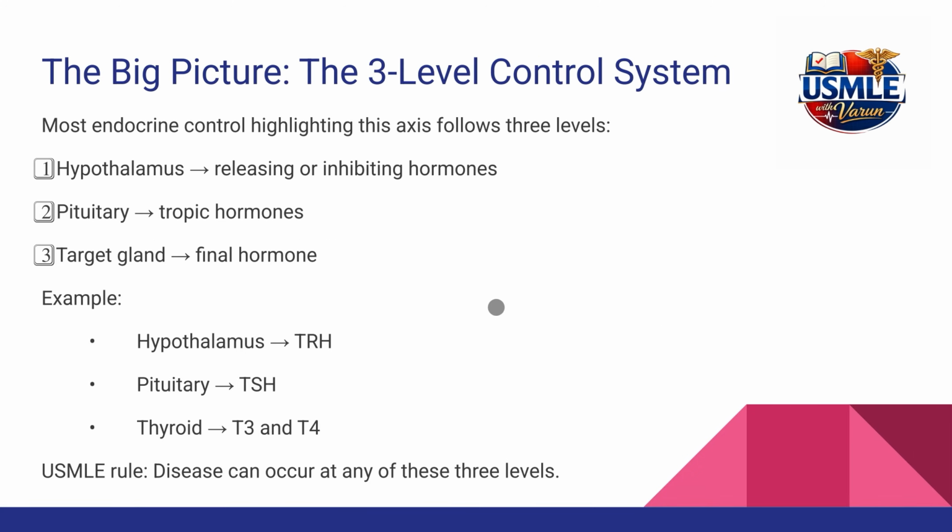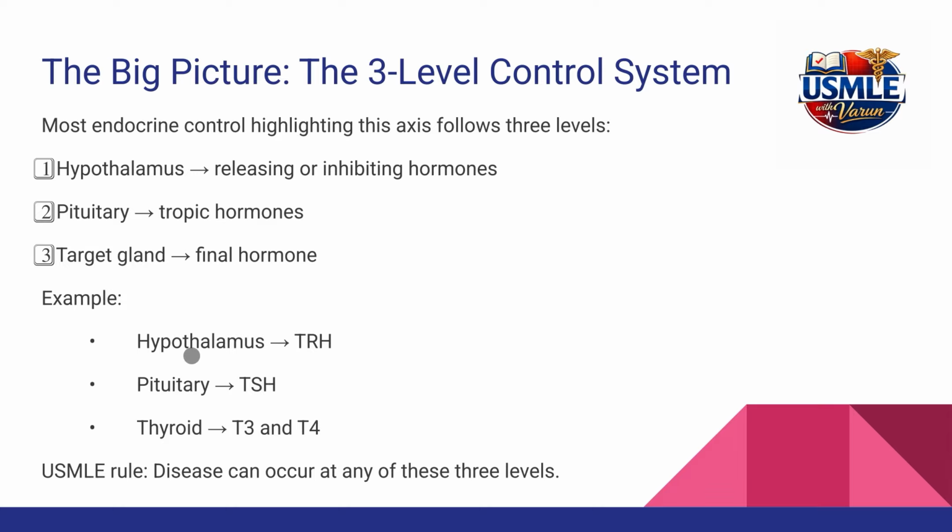Most endocrine systems are organized into three levels. At the top is the hypothalamus, which releases either stimulating or inhibitory hormones. The pituitary sits in the middle and releases tropic hormones. The target gland is at the bottom and releases the final hormone that produces the clinical effect. For example, the hypothalamus releases TRH, the pituitary releases TSH, and the thyroid releases T3 and T4.